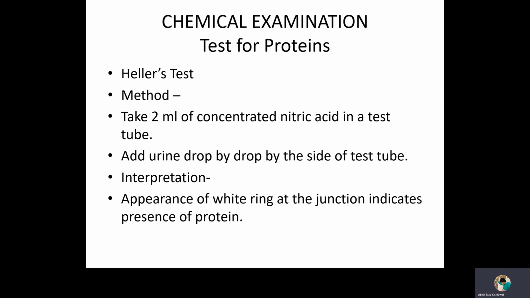So the examination test for protein, the Heller's test method: take 2 ml of concentrated nitric acid in a test tube, add the urine drop by the side of the test tube. Interpret: the appearance of a white ring at the junction indicates the presence of protein.